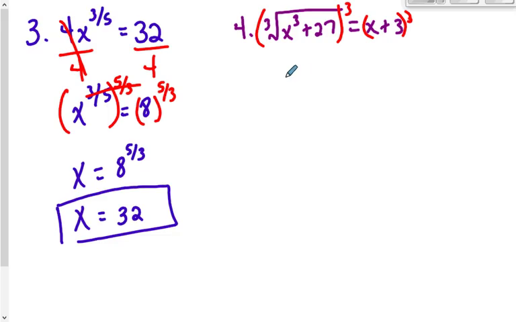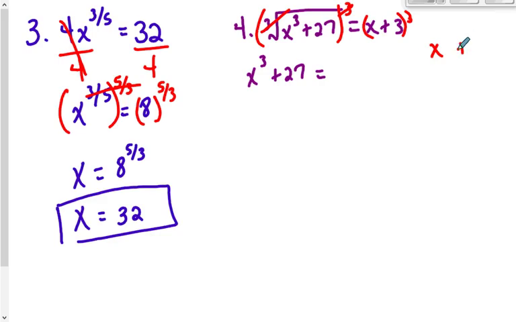Cube's a little funny, sorry. So my cube root and my cube cancel. And I have x cubed plus 27 equals, what do I do with this? x plus 3 cubed. Nope. Put it in a box. You have to box it. You cannot say x cubed plus 3 cubed. That does not work that way.